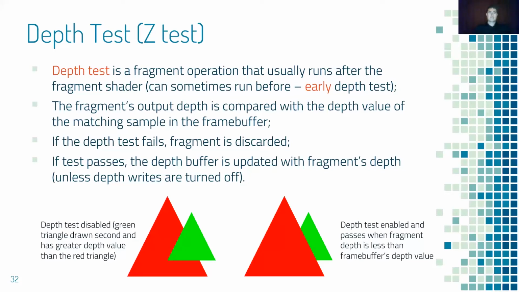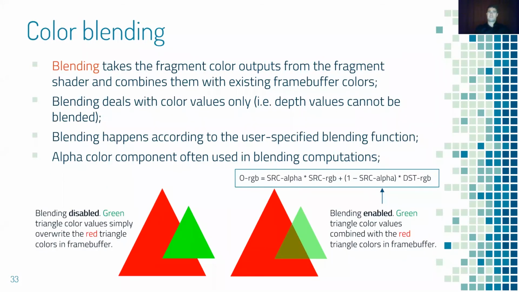Next is color blending. Color blending gives us a way to combine fragment color outputs from the fragment shader. It can only work with colors. You cannot blend the depth buffers, for instance. Blending happens according to the user specified blending function. An alpha component, a color component, is often used in this blending computation.